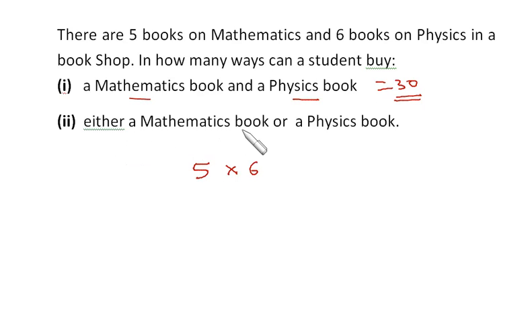Now either a mathematics book or a physics book, that means he has to buy only one book. Here 2 books were there and here 1 book is there. Now he has how many choices? 5 plus 6, that is 11 books he is able to see, and out of these 11 books he has to choose one book, right? So either a mathematics book or a physics book, we have 11 ways, right? You got the difference between these two? Here the 2 books are being purchased, here only 1 book is being purchased. So there is the difference in the situation, right?